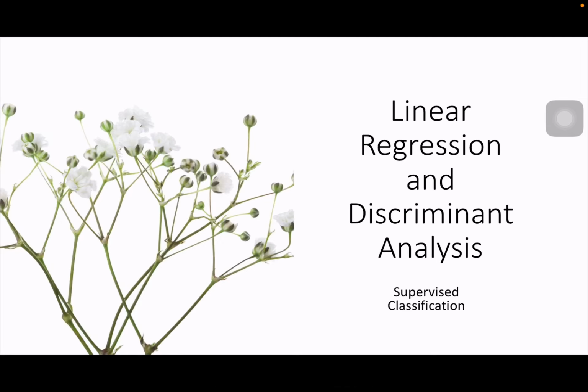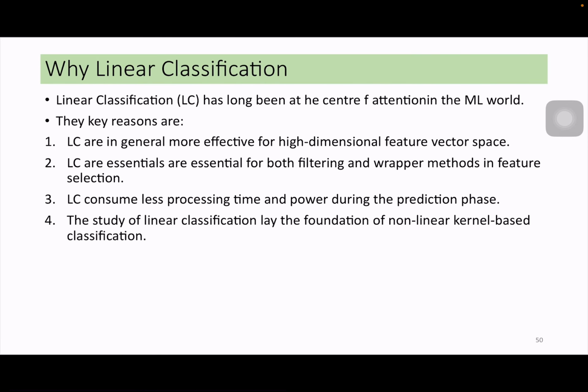Okay, now we would like to talk a little bit about linear regression and discriminant analysis. So for linear classification, LC, linear classification has long been the center of attraction in the ML world. The key reasons are that linear classification is in general more effective in highly dimensional feature vector space.